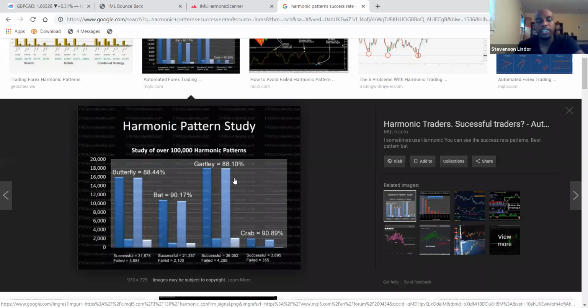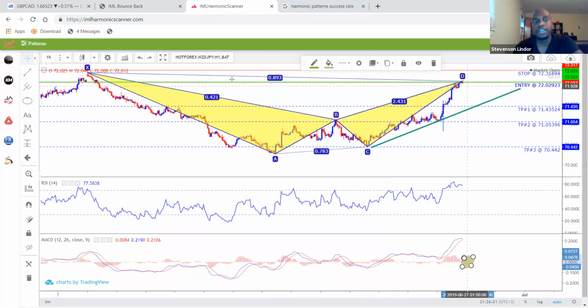I don't want to focus on the shark. I don't want to focus on the other patterns, because why? These produce the most success. So now guess what? This tool is even more powerful to me. Guess what? I got a bat pattern. So it just told me 88%. So there's an 88% success rate just with this pattern alone. Now I put in my little strategy, wait for the break of the trend line, wait for MACD crossover. Now I have a winning system.